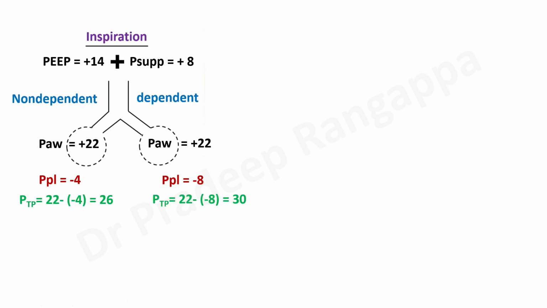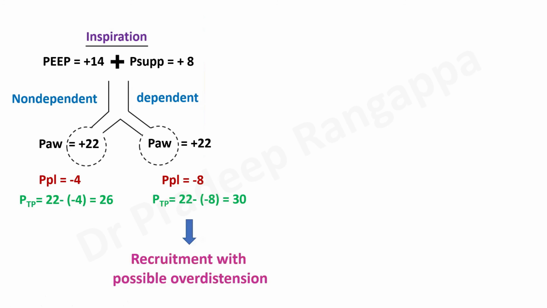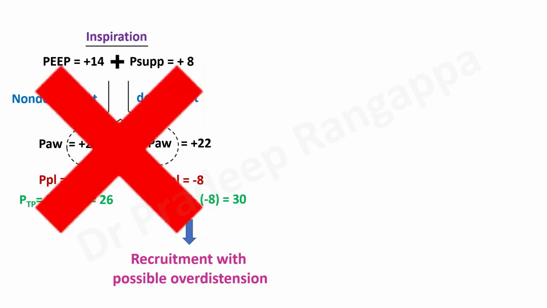But in dependent, what happens? Your transpulmonary pressure became 30 because your pleural pressure was a little higher. So 22 minus minus 8 is 30. As you see, there is a differential pressure, and this 30 is too high, and this recruited the alveoli. This collapsed alveoli is opened up, but with possible over distension. We do not want this. So how do we mitigate this process?